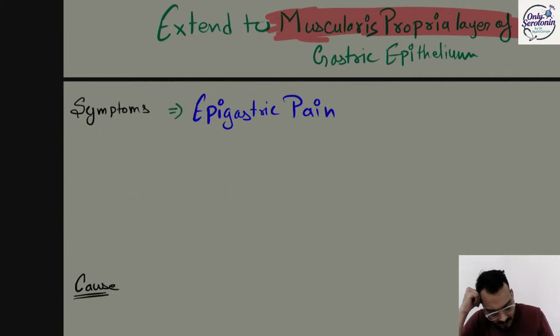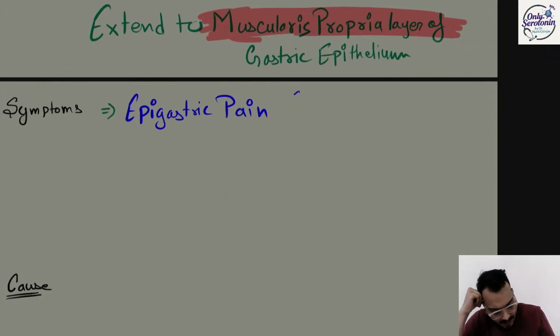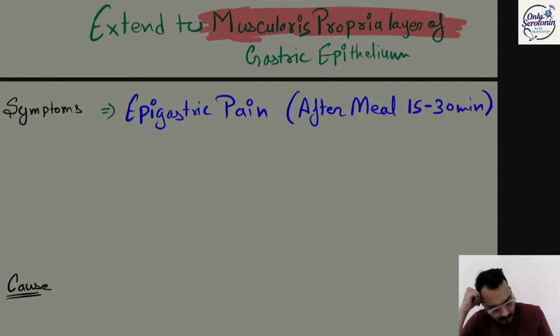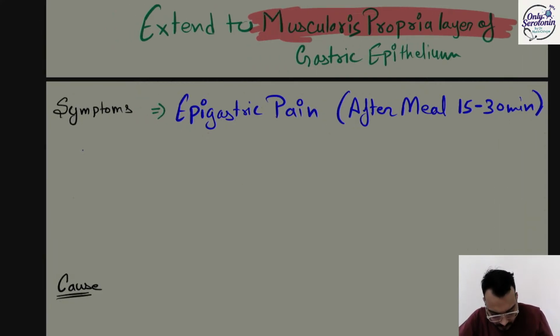And this person is going to have this pain after a meal, within 15 to 30 minutes. So within 15 to 30 minutes after having food, this person will have epigastric pain. This kind of ulcer has the potential to cause bleeding.